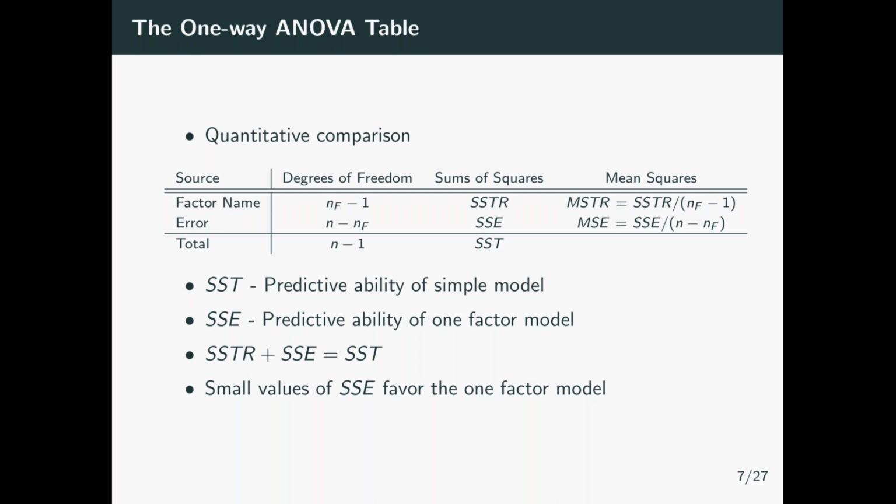The second line is the error line. The error line also has a degrees of freedom, which is the total number of measurements. In this case, it was 60. In our SRM example, it was 60, minus the number of levels of the factor. So in this case, there were 6 bottles, so 6 levels of the bottle factor. 60 minus 6 is 54 error degrees of freedom.